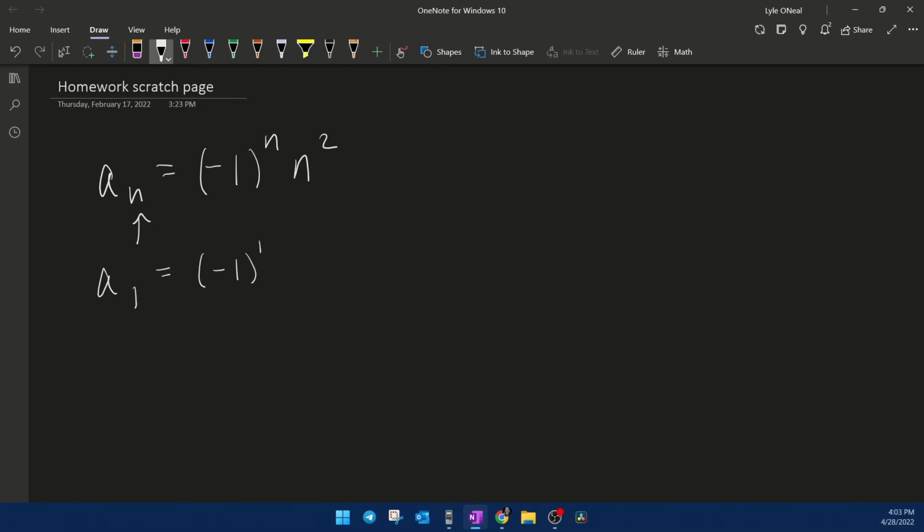-1 to the 1, 1 squared. So -1 to the 1 is -1. 1 squared is 1. That gives us -1. That is the first term of the sequence.